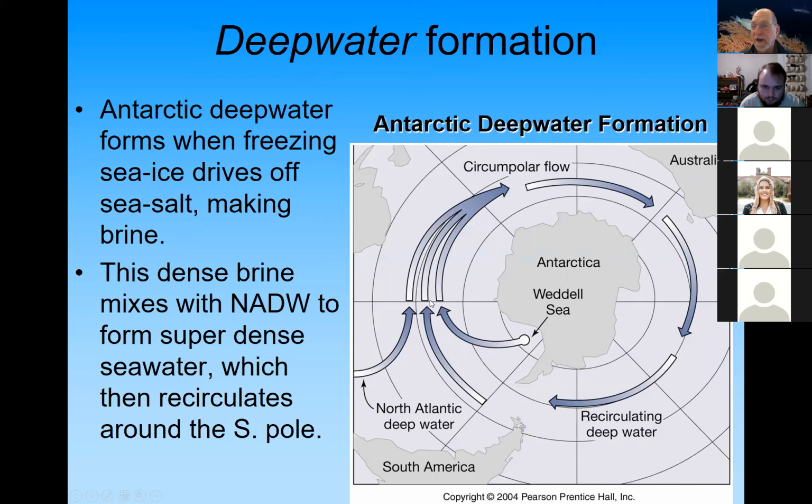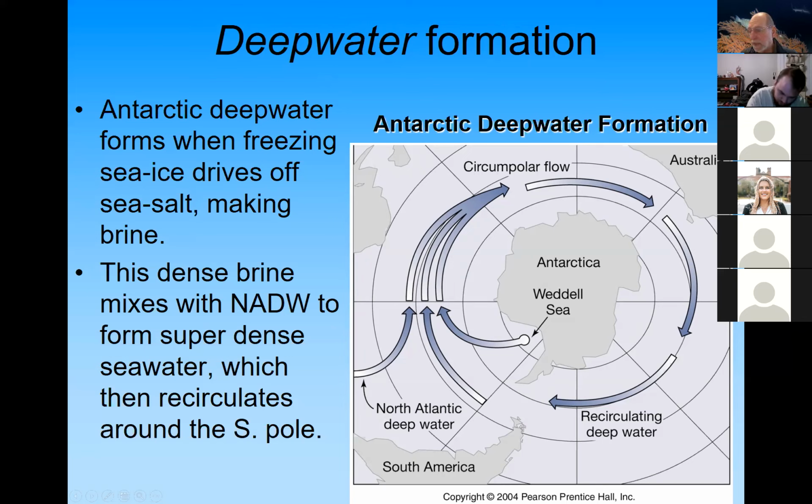So if I asked on an exam, what is the densest water in the ocean? The correct answer would be Antarctic deep water. But we're talking about another type of water here, North Atlantic deep water. And we want to think about another way that we could form deep water, that we could make water sink.